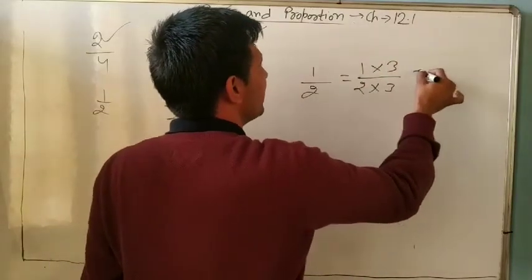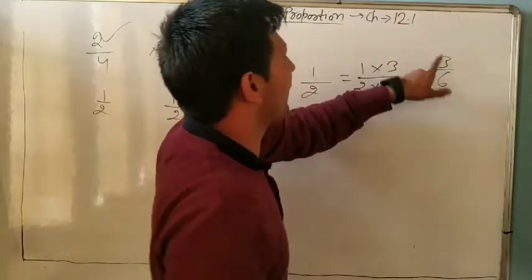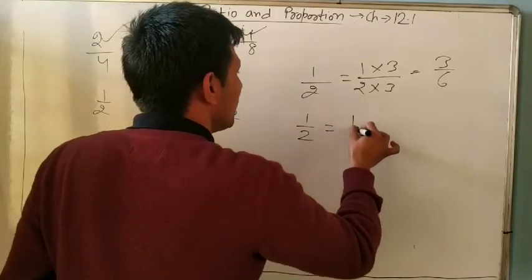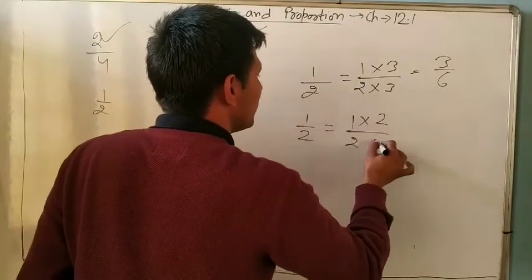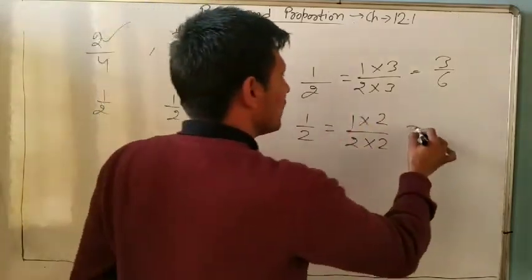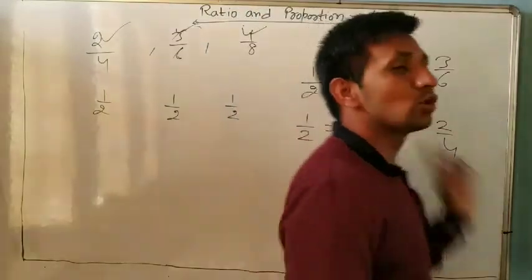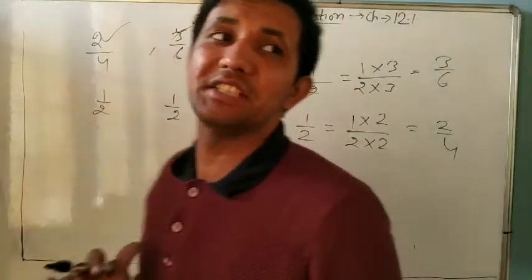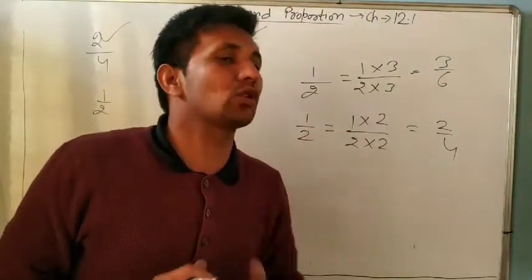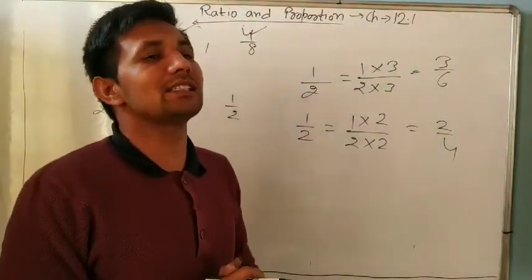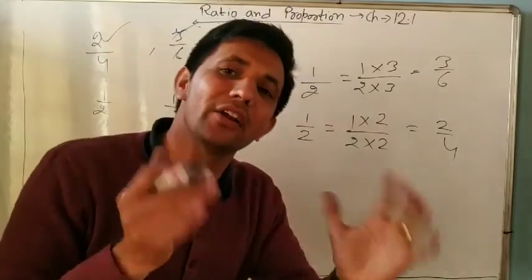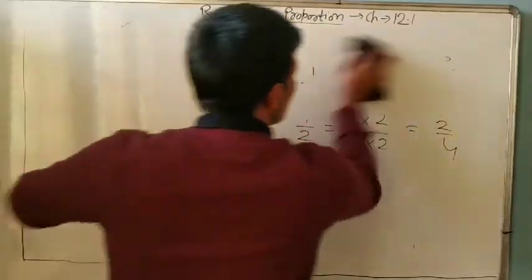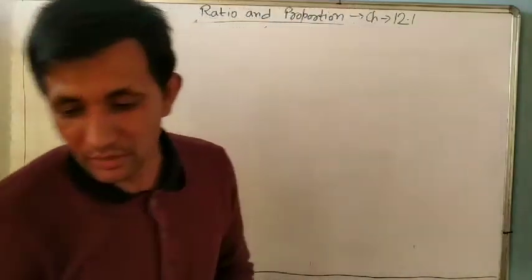2 into 3, so it is 3 divided by 6, equivalent to 1 by 2. 1 by 2, 1 into 2, 2 into 2, now we multiply by 2. So 2 ratio 4. So these all are equivalent fractions. Same as it is, if 2 ratios are equal, we can say that they are equivalent ratios. So same as it is, we can learn equivalent ratios.